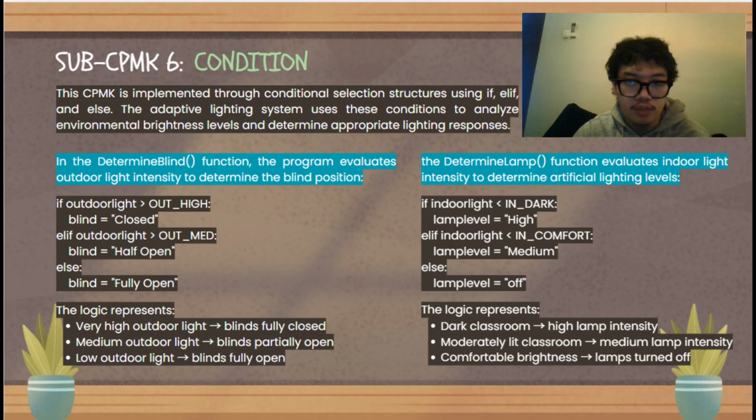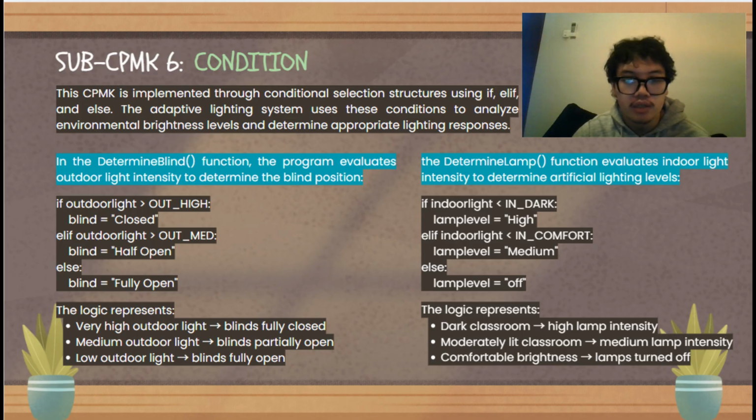Logically, it can be explained very intuitively, quite easy. If the outdoor light is quite high, then the blinds will be fully closed. But if the outdoor light is at a medium level, so sunlight goes in, but it's still kind of dark, then perhaps the blinds are partially open.